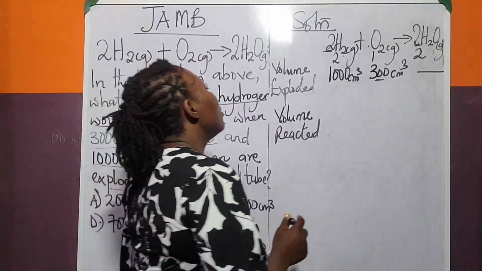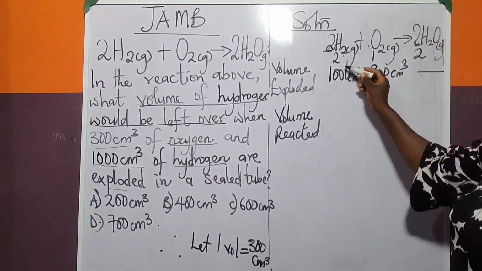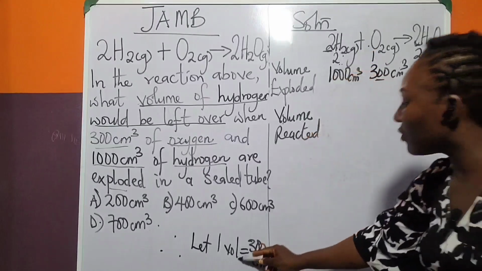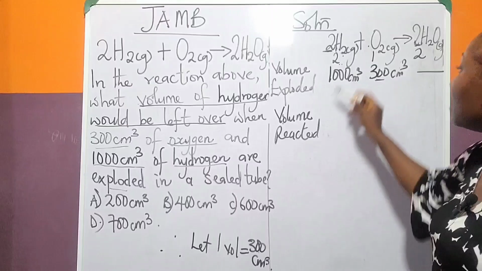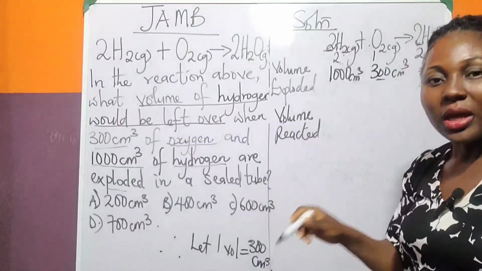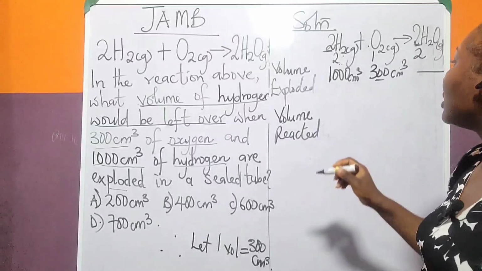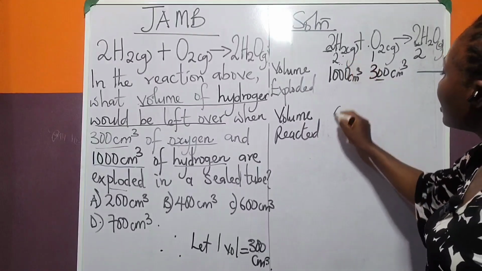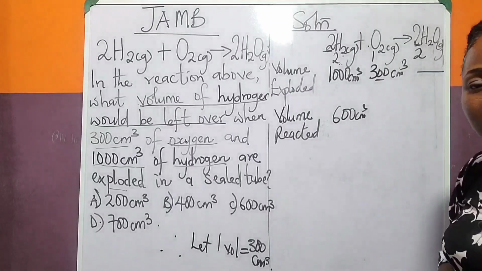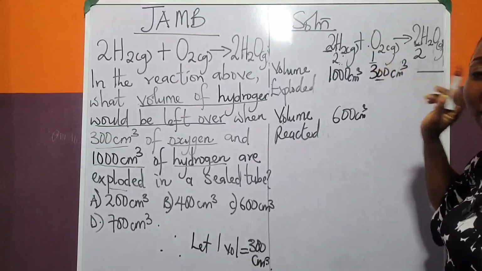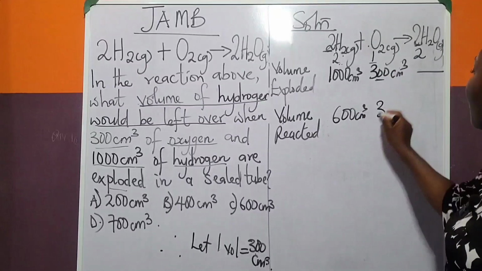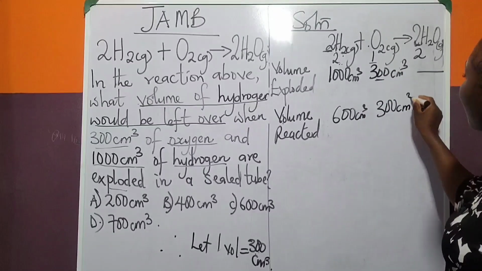Okay, so let me go over and start again. So here I have 2 volumes. Since I have 2 volumes here and 1 volume is 300, it means that 2 volumes will become 300 times 2, and 300 times 2 is 600. So the volume that reacted here is 600 cm cube. Then coming to oxygen, I have just 1 volume that reacted, and 1 volume is 300. So 300 times 1 will give me 300 cm cube.